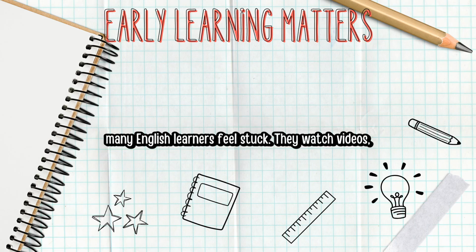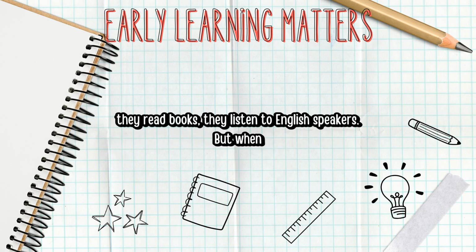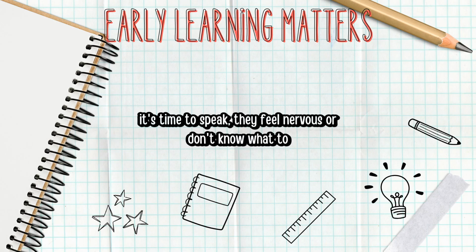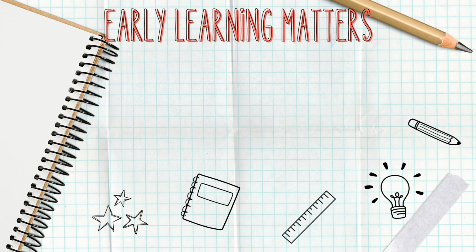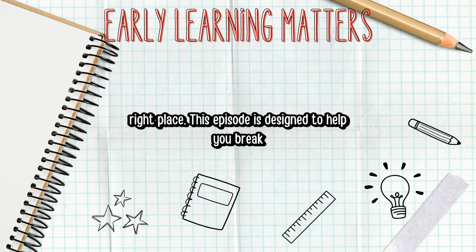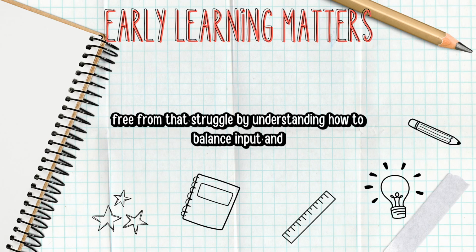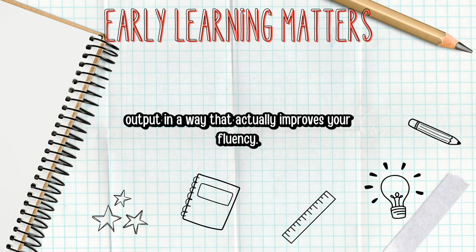Many English learners feel stuck. They watch videos, they read books, they listen to English speakers, but when it's time to speak, they feel nervous or don't know what to say. If this sounds like you, then you're in the right place. This episode is designed to help you break free from that struggle by understanding how to balance input and output in a way that actually improves your fluency.